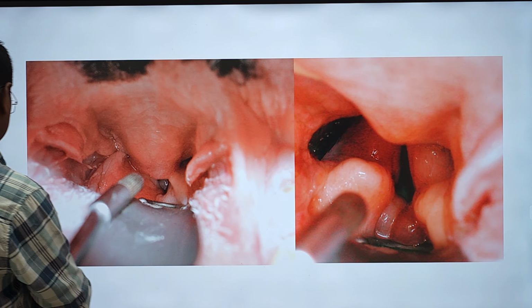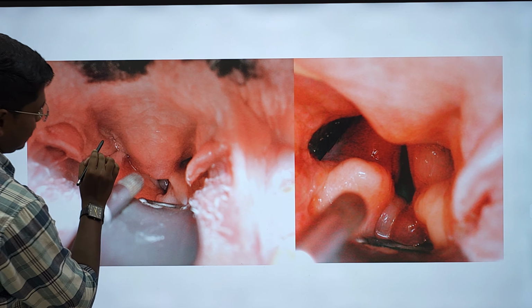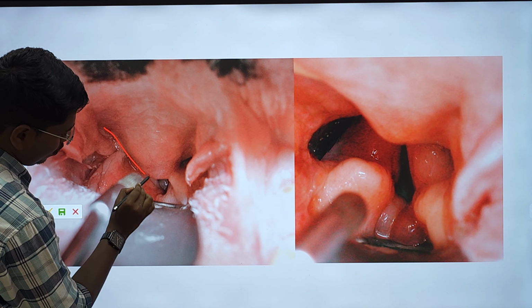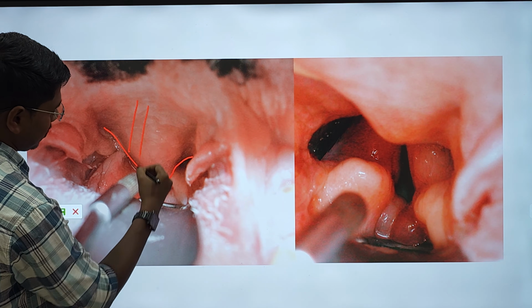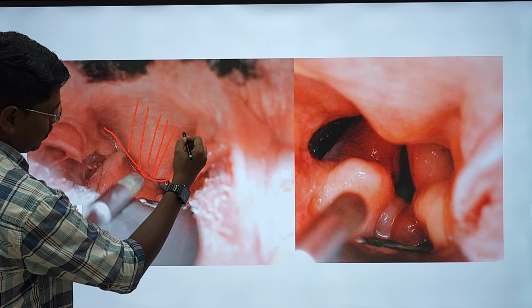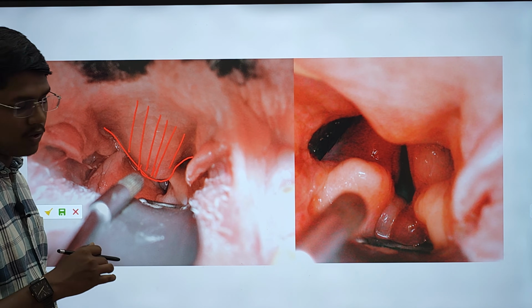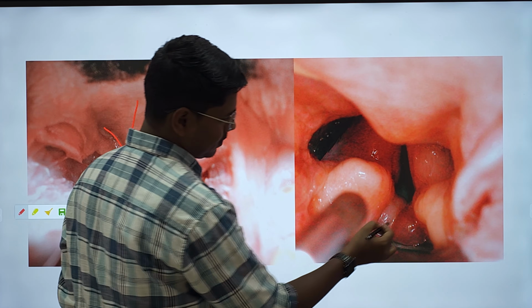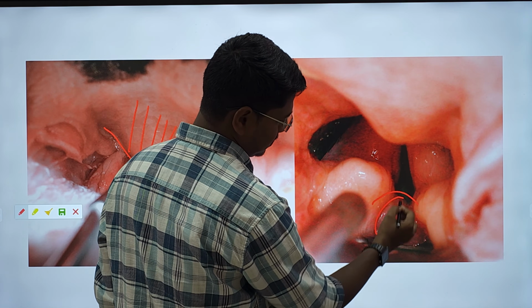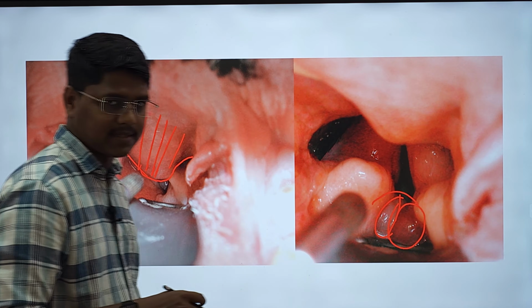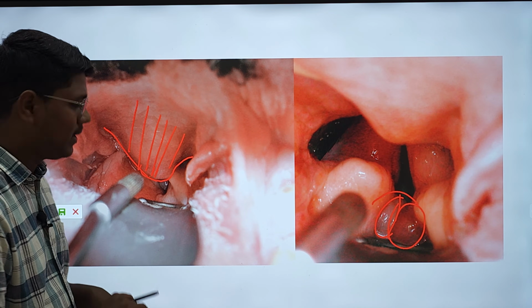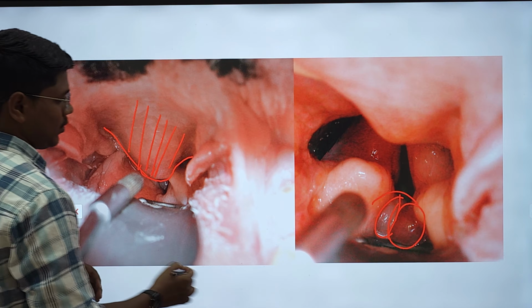Next one is the elongated soft palate. You can see here, this is the soft palate which goes up to the epiglottis. This portion is the soft palate which goes up to the level of the epiglottis. Laryngeal saccules, these 2 saccules you can see, these are everted laryngeal saccules. These are classic symptoms of brachycephalic syndrome.